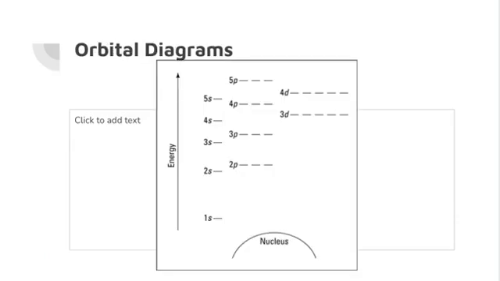So this is called an orbital diagram. Okay? And in this orbital diagram, we have a representation of our nucleus here at the bottom. And then these numbers, letters, and dashes represent energy level, sublevel, and orbital. So here's my first energy level. I have an S sublevel, and here's my orbital. I can fit up to 2 electrons on there.